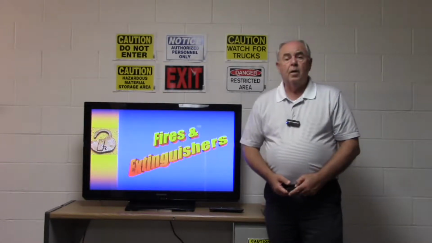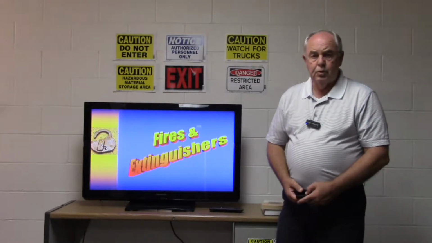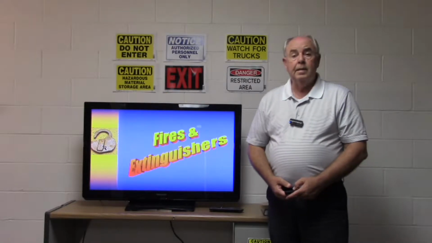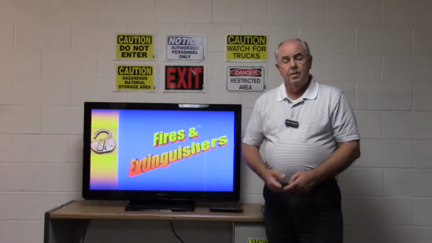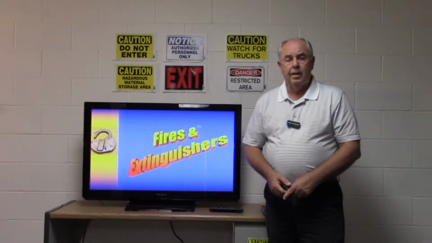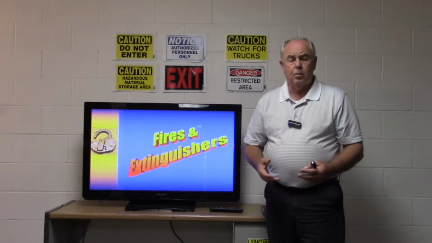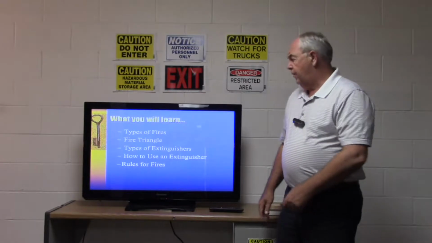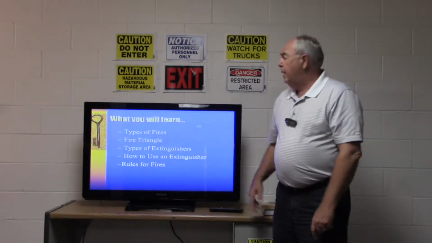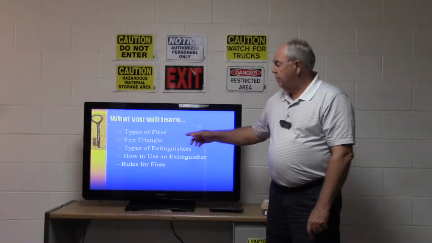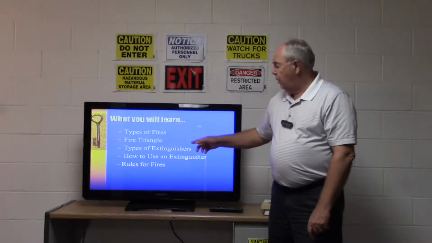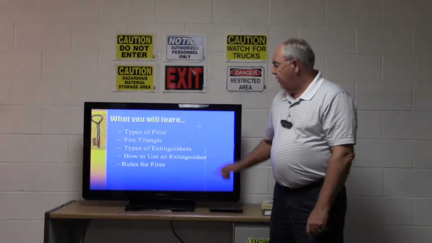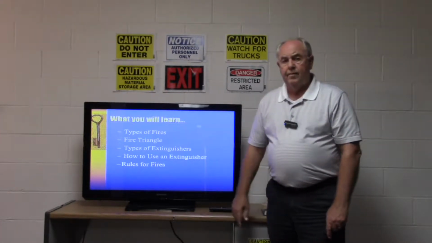Hi everybody, let's talk about portable fire extinguishers, 29 CFR 1910.157. It's the 29th Code of Federal Regulations. 1910 indicates general industry, 157 the regulations for portable fire extinguishers. What we'll talk about today is the fire triangle, types of extinguishers, how to use them, and the rules for the fires.